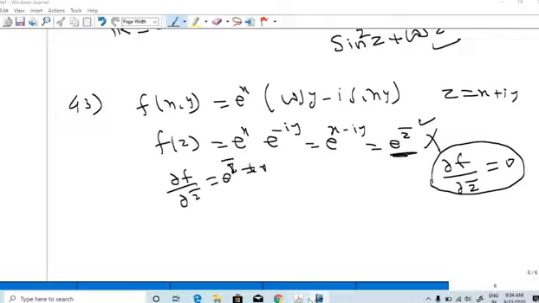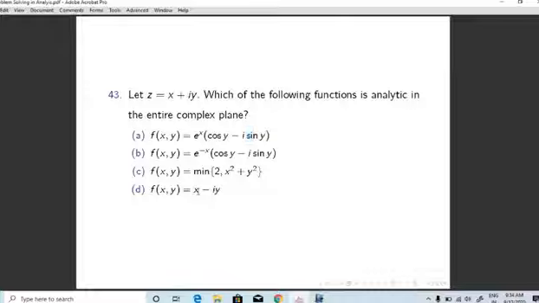Now look at the last one. Actually, this is f(z) = z̄. If you differentiate with respect to z̄, we get 1. Therefore, this is not equal to 0, so this again is not an analytic function.